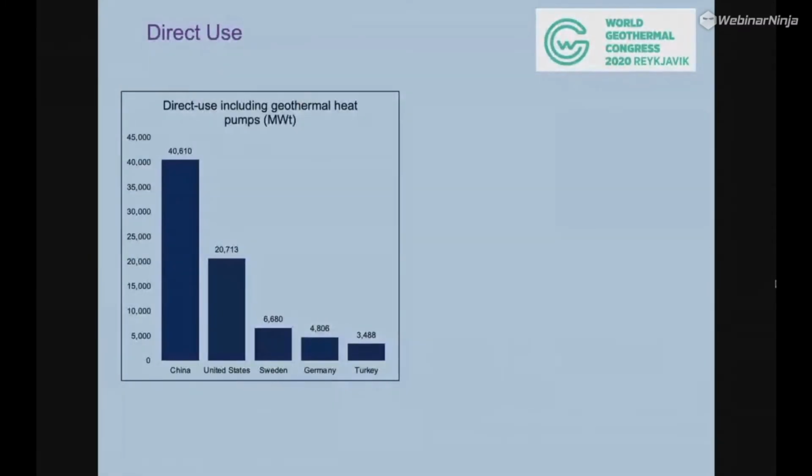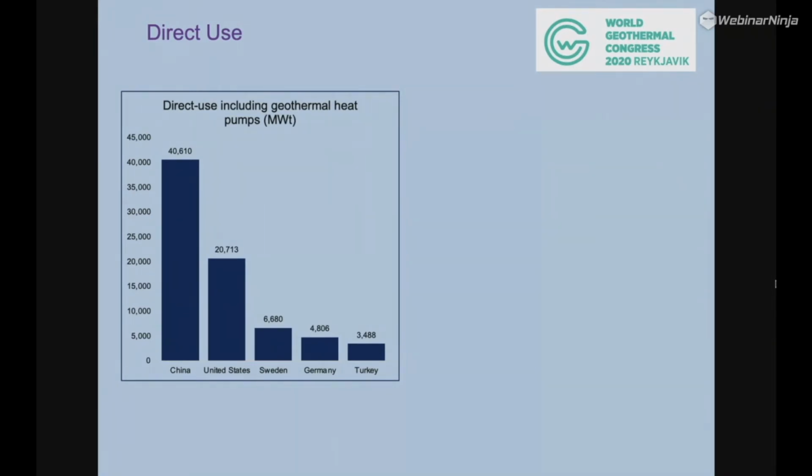So looking at the scale of things for direct use, we see it's far larger capacity than what we were talking about for the electricity use, which was around 15 gigawatts, where China alone on this graph is showing 40.6 gigawatts of thermal geothermal being utilized.